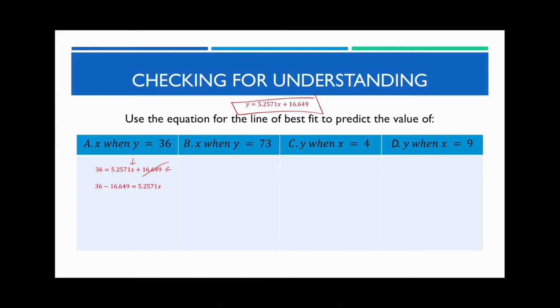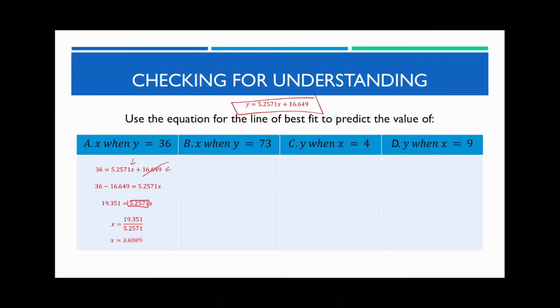So now I'll just simplify the left hand side of the equation. If I do this, this will now become 19.351 is equal to 5.2571x. Now to get rid of this guy over here, because I want to get x by itself, I'm just going to divide both sides by 5.2571. In doing so, x is now equal to 19.351 divided by that number, and if you put this into a calculator, you're going to get an answer of 3.6809.